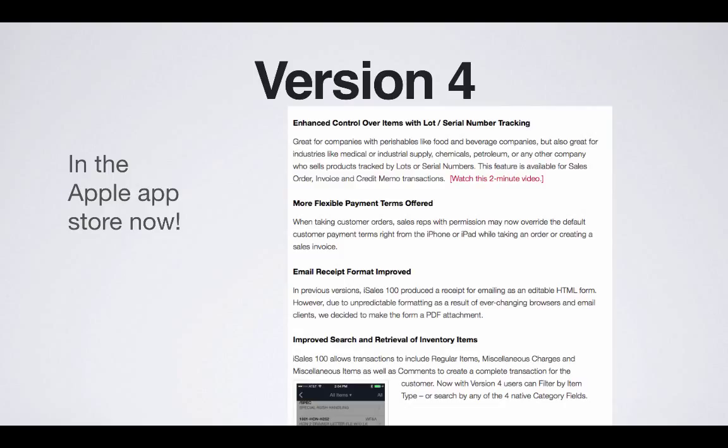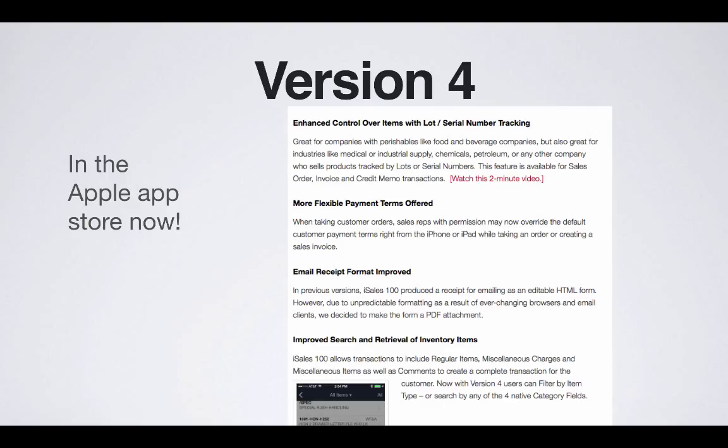Version 4 became available on the Apple App Store last week. In that, we added, as part of standard functionality now, the ability to control items with lot and serial number tracking. We do have a video on our blog site that shows the functionality of that, just a brief little 2-minute video. We've added more payment flexibility in terms of terms codes, so now you can select and override terms codes. Like everything with iSales, on a permission basis.